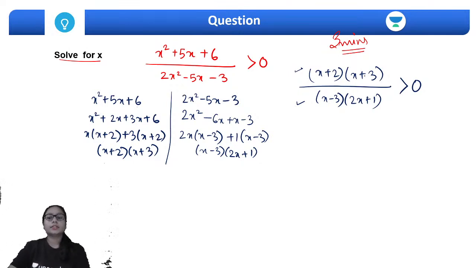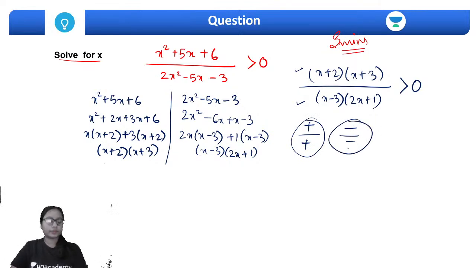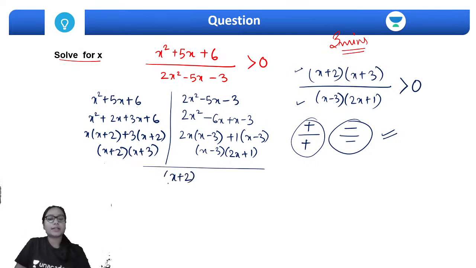Now see, this inequality is greater than 0. This is only possible when numerator and denominator are both positive, and this could happen when numerator and denominator are both negative. Is this point clear? If numerator and denominator both are positive, or numerator and denominator both are negative, then only this inequality would be greater than 0. So let us consider the case when the numerator, that is (x plus 2) into (x plus 3), is greater than 0. Now please find the values of x for which this is greater than 0.